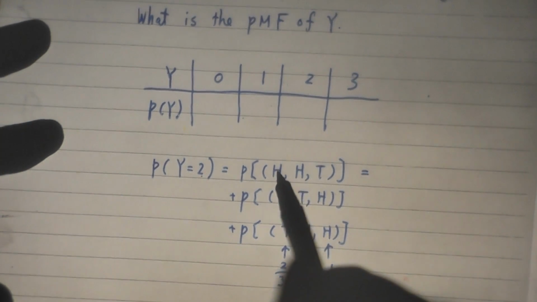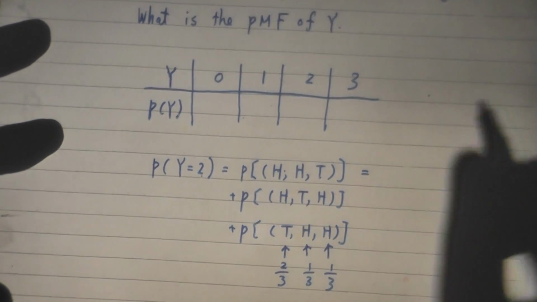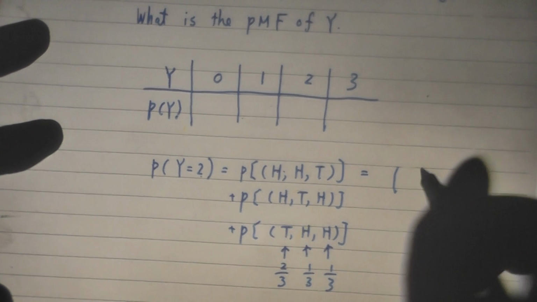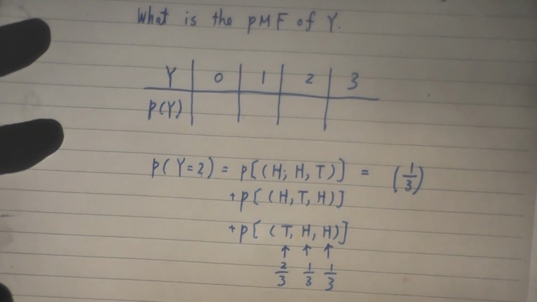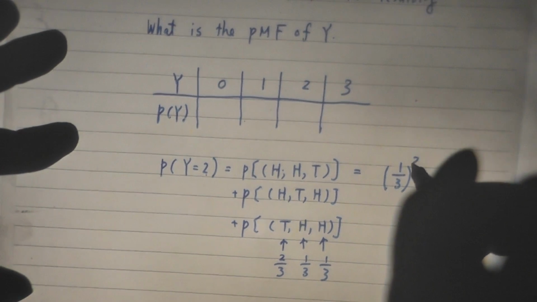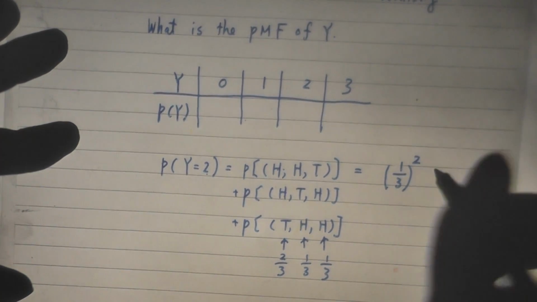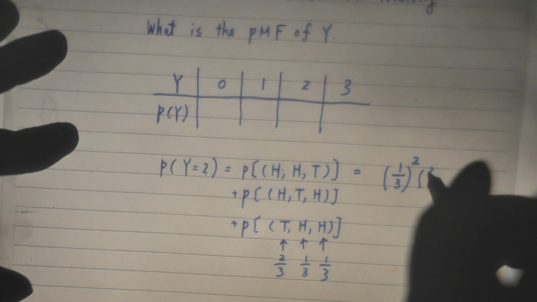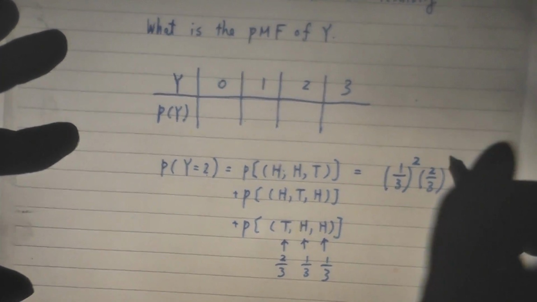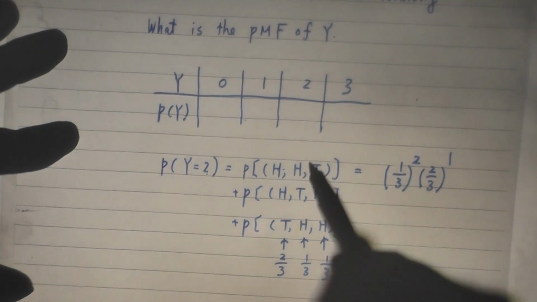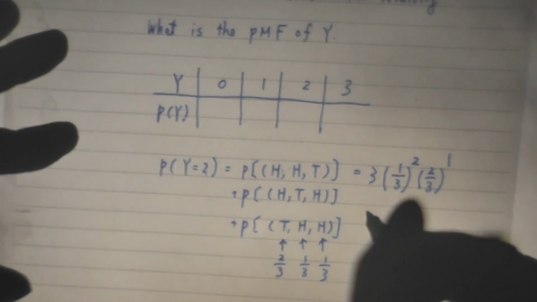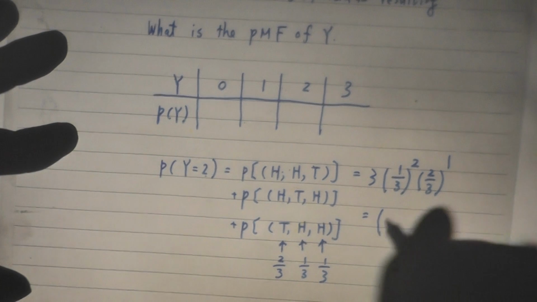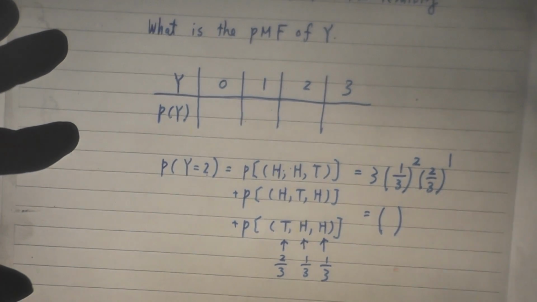Now, similarly, you can argue for this too. Chance of getting heads is 1/3. And how many heads we see? We see 2 heads. And chance of getting a tail is 2/3. And we see only 1 tail. And how many such possible sequences here? 3. And how we get the 3? Well, from a combinatorial argument.